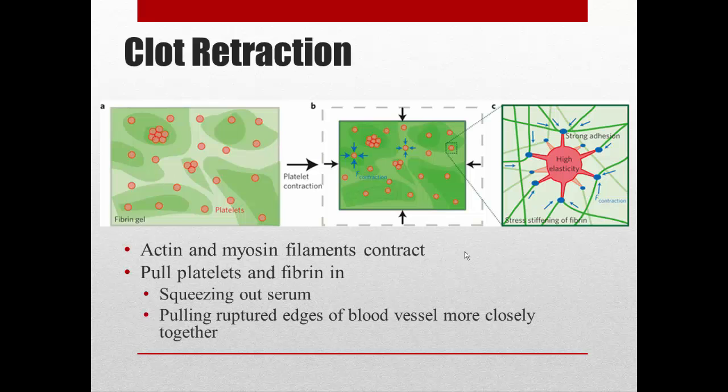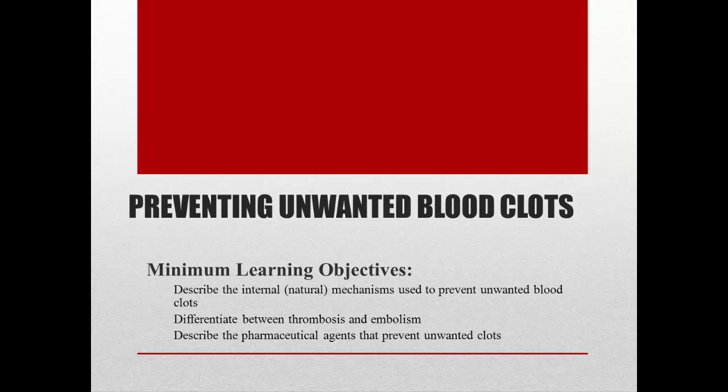And then also, remember, because the platelets are stuck to the wall of the blood vessel and you constrict those, it's going to pull the damaged or ruptured edges of that blood vessel more closely together and help close it up and become a much more effective clot. So that's what hemostasis is all about. What we're going to turn to next is looking at how we prevent unwanted blood clots and how the blood clot is removed.